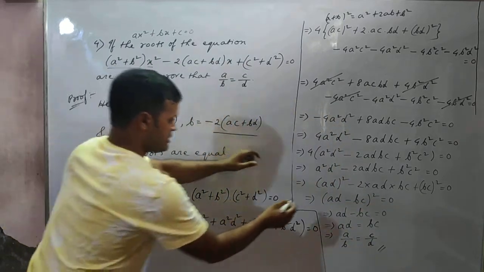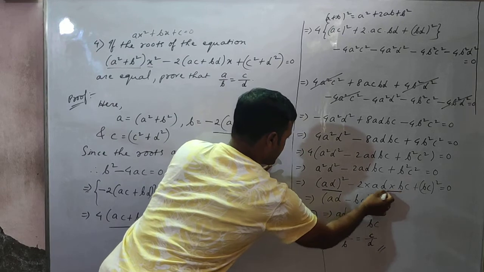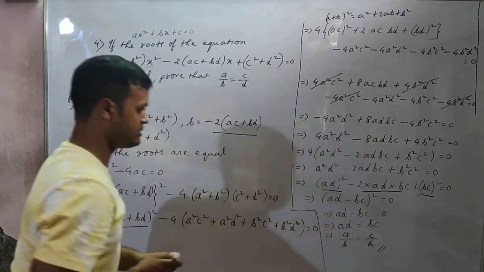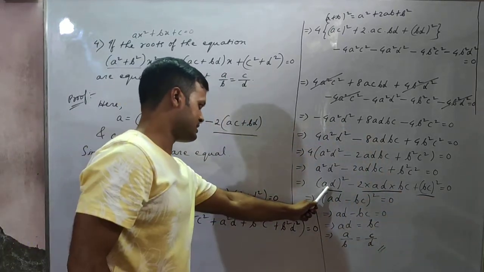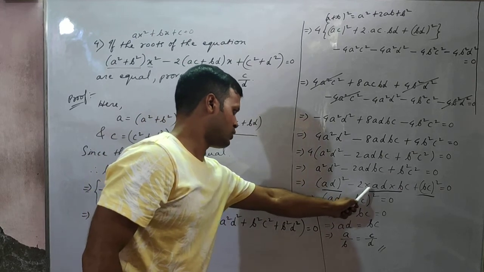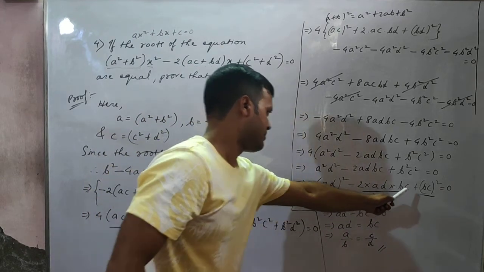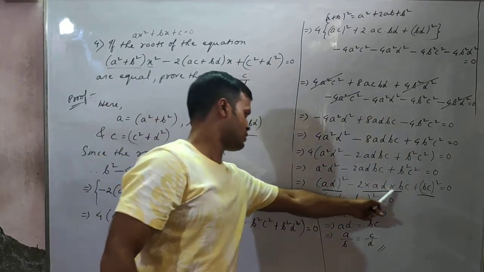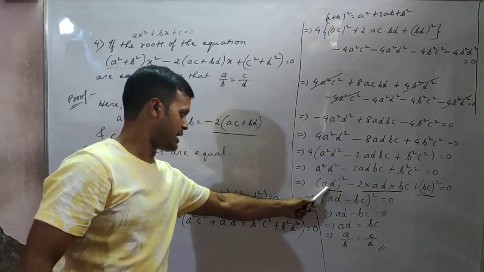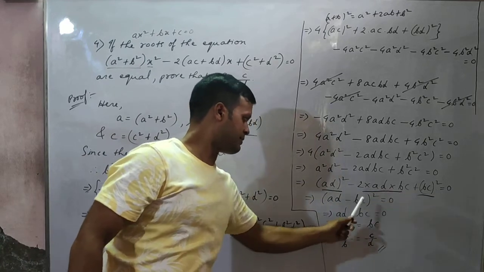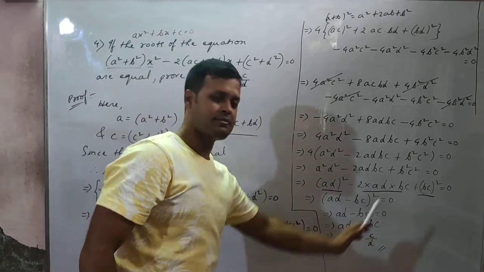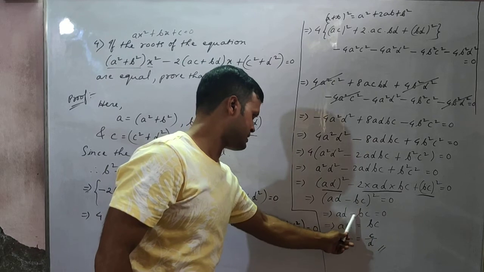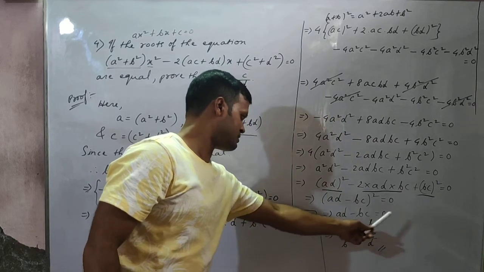Now see very carefully. This is A square minus 2AB plus B square, isn't it? See very carefully. This is AD whole square minus 2 into AD into BC plus B square C square, I wrote BC whole square. So A square minus 2AB plus B square, a square minus 2ab plus b square becomes a minus b whole square. So both sides I am doing square root. So square will go. So if square goes, then AD minus BC is equal to 0.